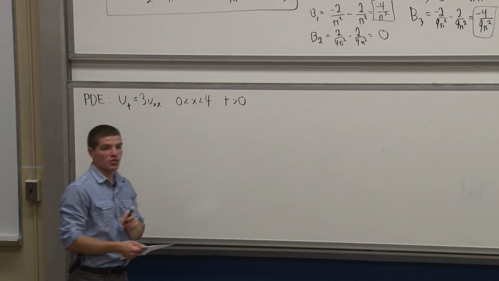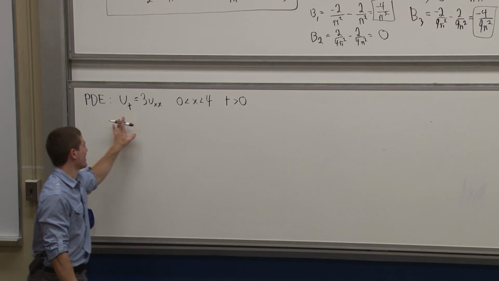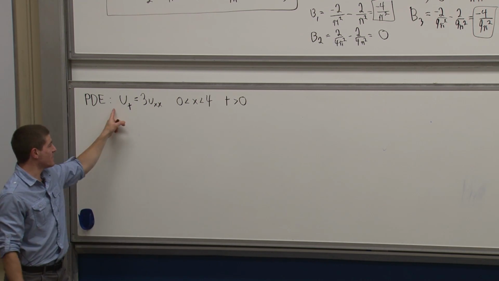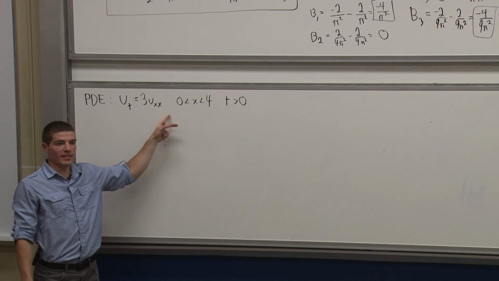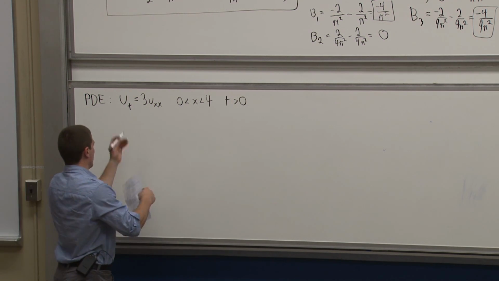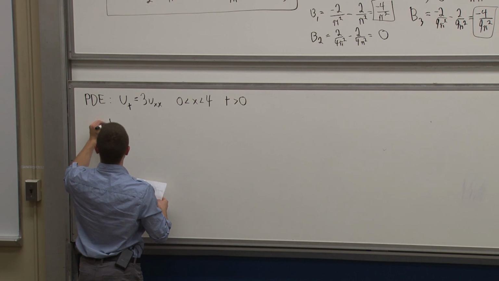So the final from the last 2 semesters had this exact setup, but they had different boundary conditions and initial conditions. So this is a good thing to know how to do. All right, you have a bunch of boundary conditions.